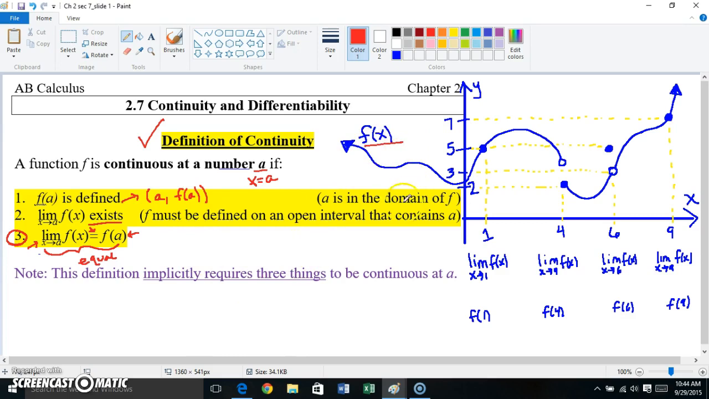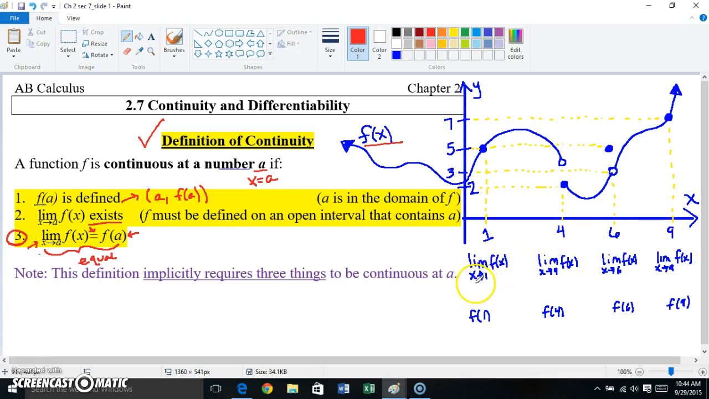Here's the graph of f of x. The yellow dotted lines are just to kind of show you what x and y value is on the graph here in case it's difficult to read. So I'd like to take a look at 4 different locations, when x equals 1, 4, 6, and 9. And we're going to decide if the function is continuous at that point.